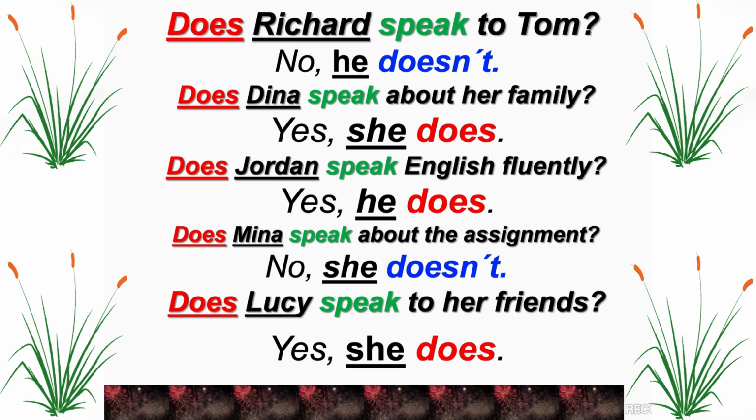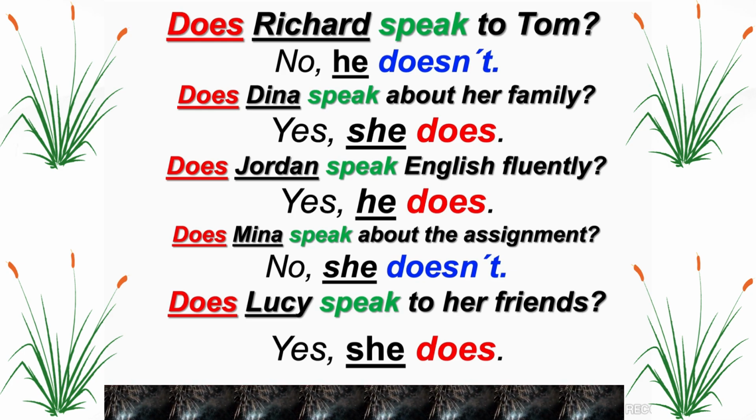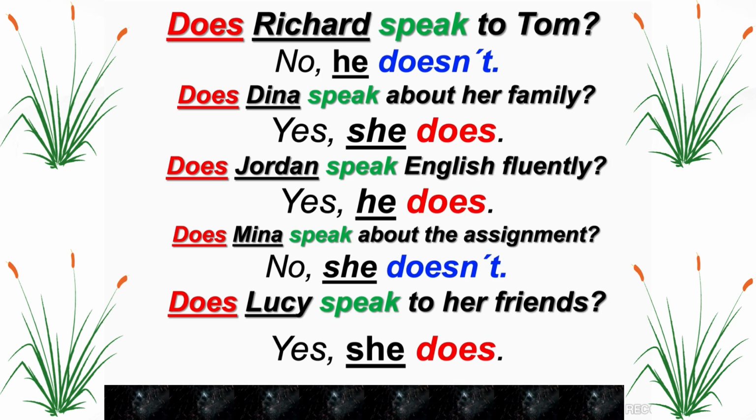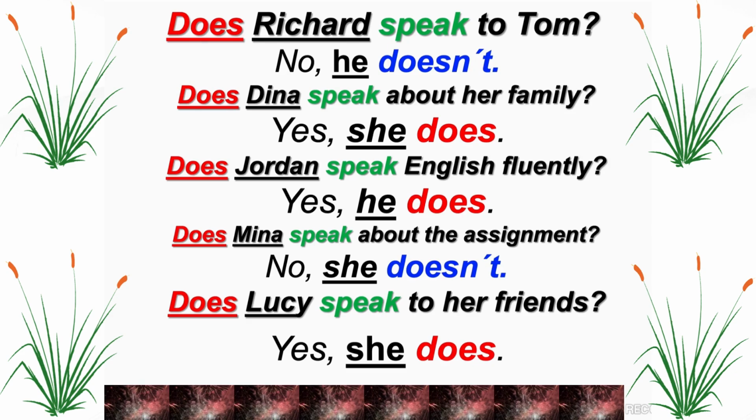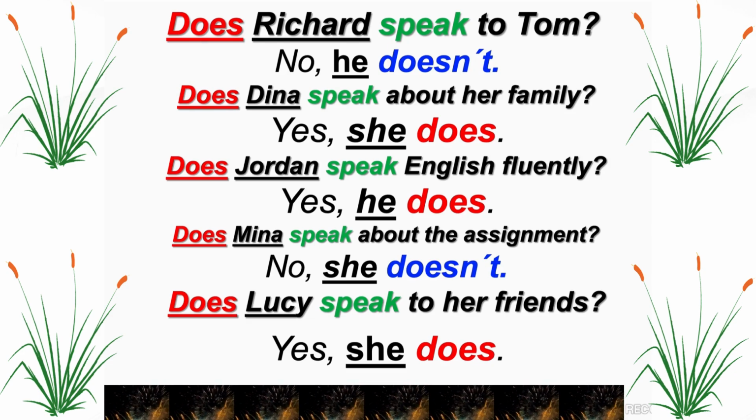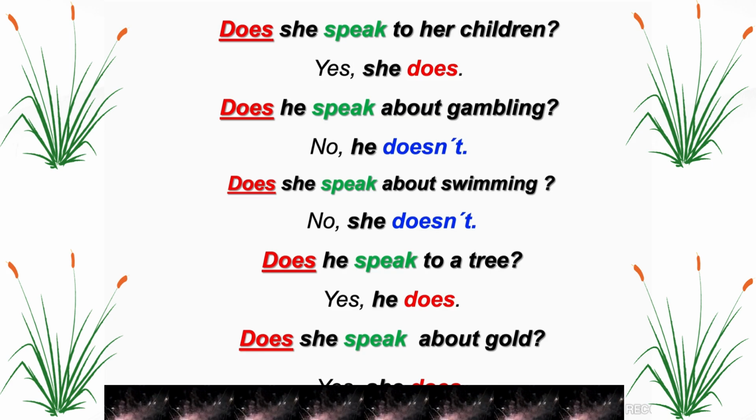Does Lucy speak to her friends? Lucy, it means she. Does she speak to her friends? Yes, she does. So all the questions start with does. The answer, yes, he does. No, he doesn't. Yes, she does. No, she doesn't. More examples.